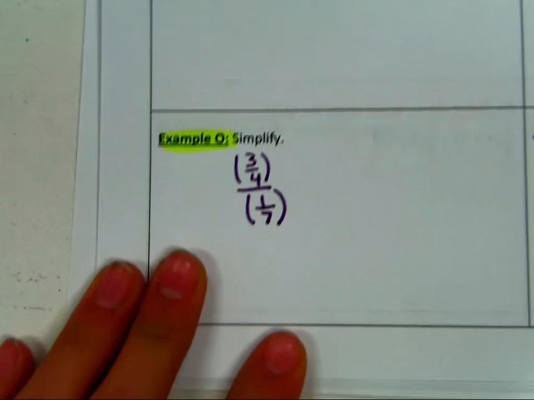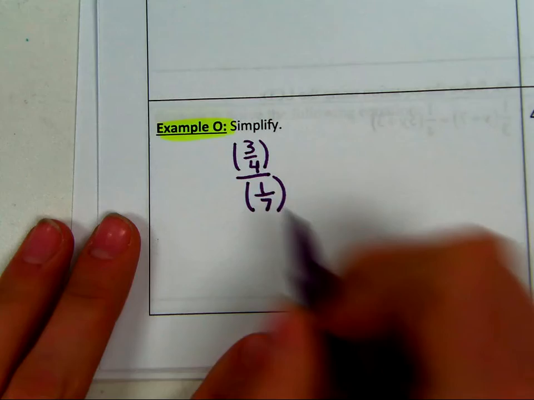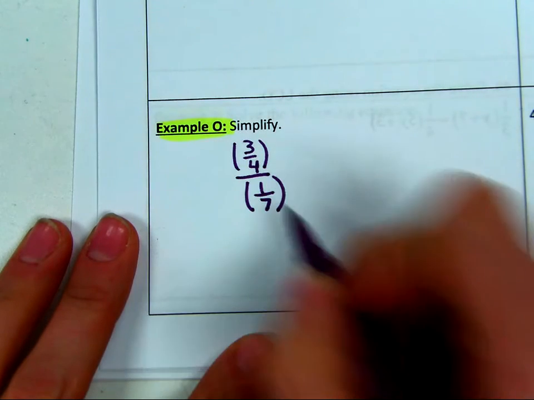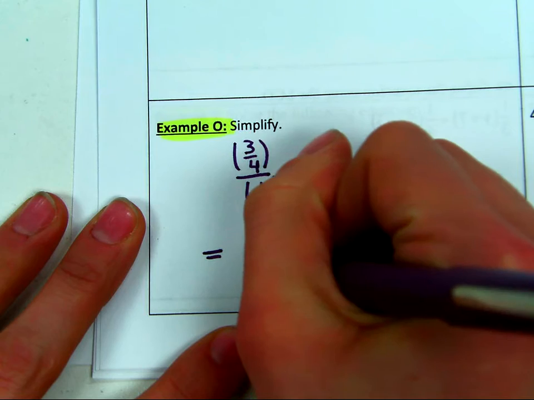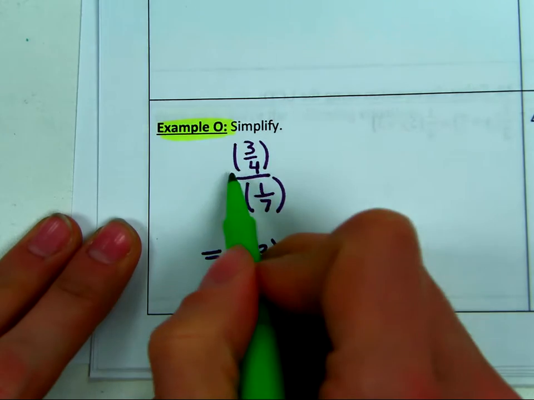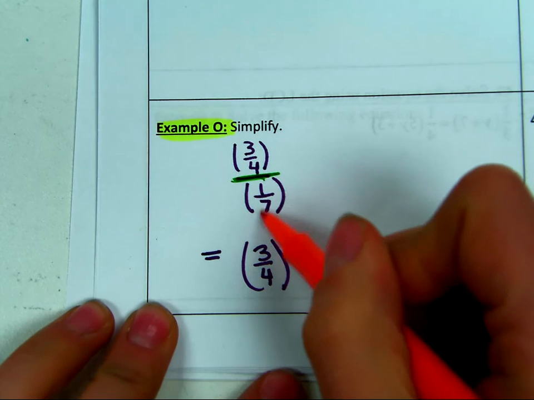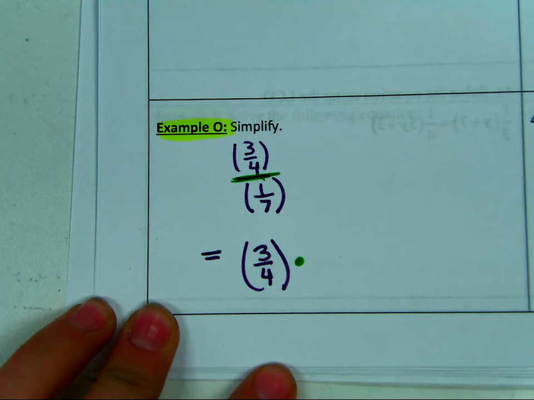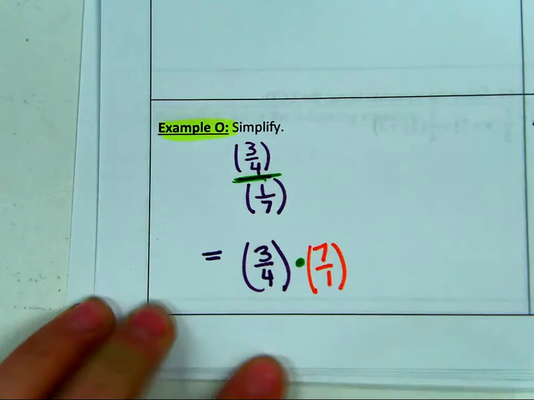The last one, example O, it says simplify here. We're dividing fractions. You might have remembered that dividing fractions is the same thing as multiplying by the reciprocal of the denominator. So we could rewrite this problem, keep our numerator 3/4, all right? But instead of dividing by 1/7, we can change it from division to multiplication. And all we have to do is multiply by the reciprocal of the denominator. The reciprocal just means flip it over. Instead of 1/7, it's 7 over 1.